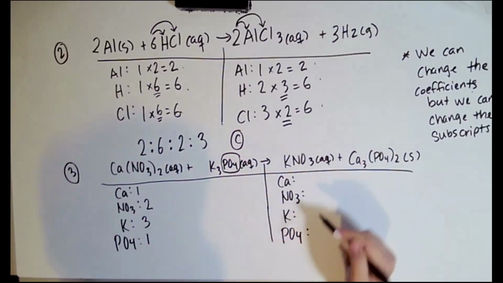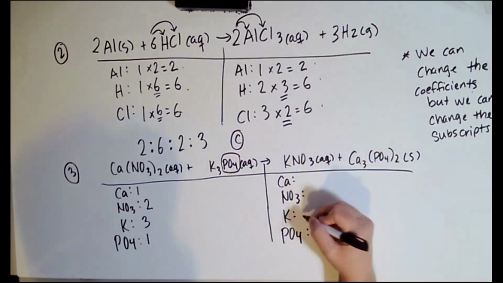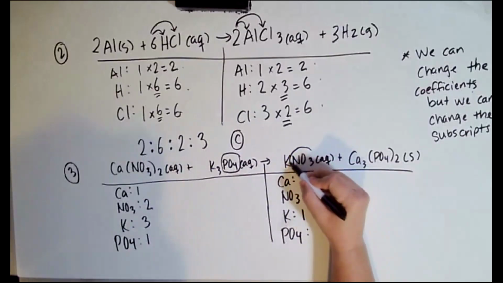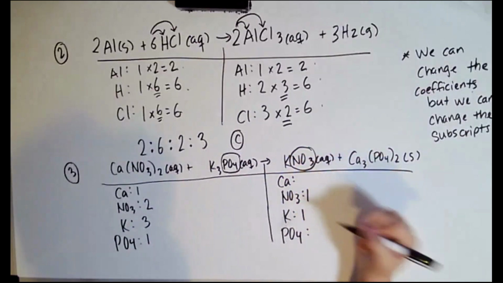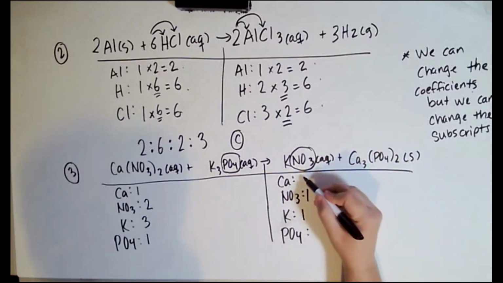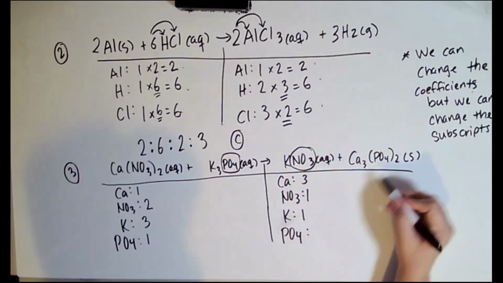Okay, I come over to my right side. I've got 1 potassium. I've got 1 nitrate. I've got 3 calciums. And I've got 2 phosphates.